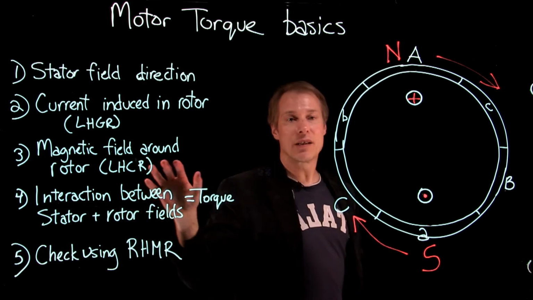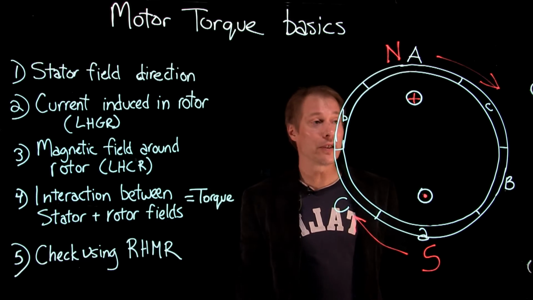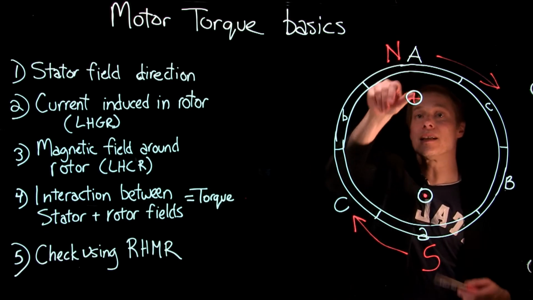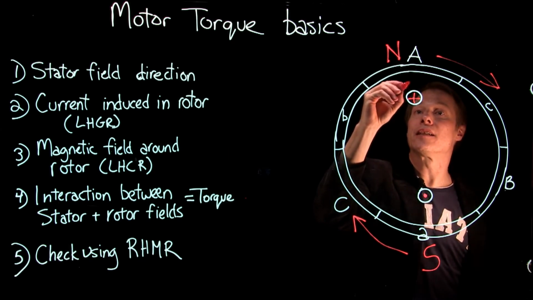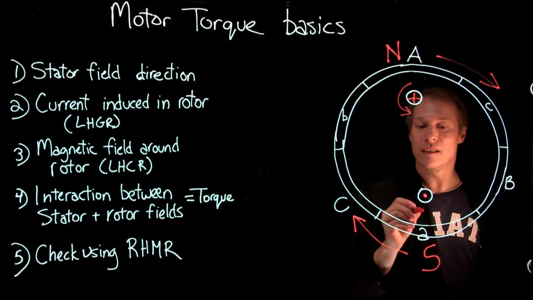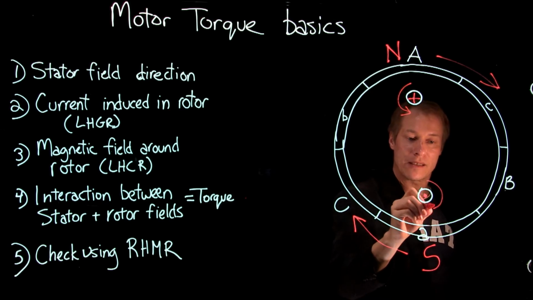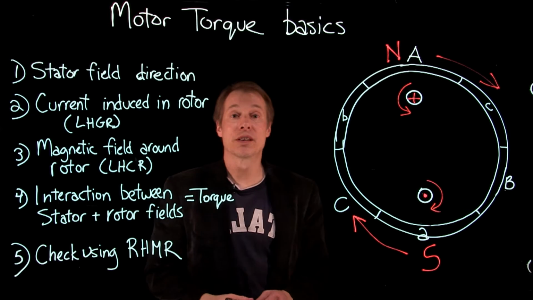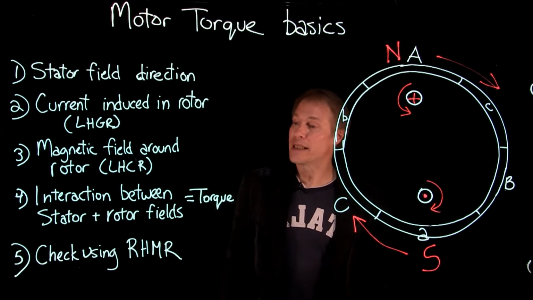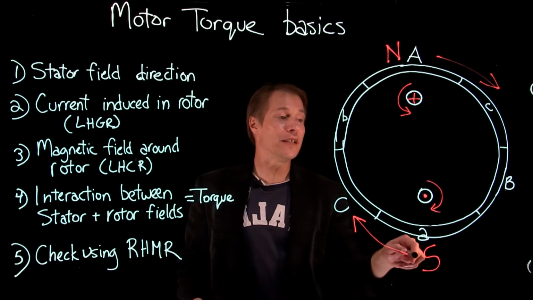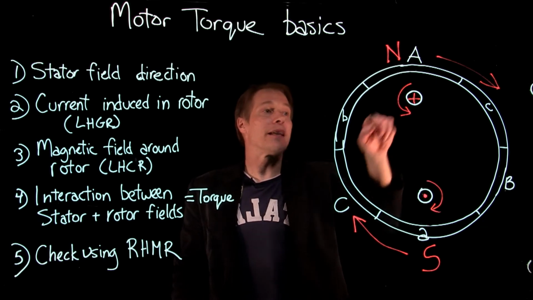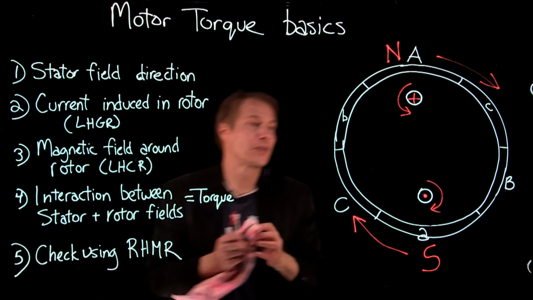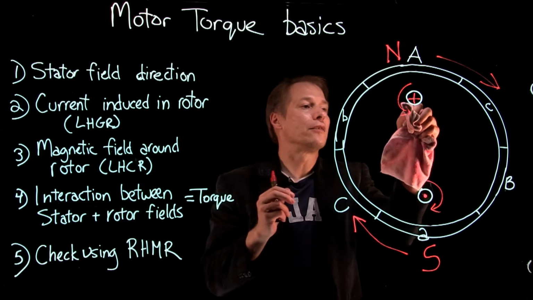Magnetic field around the rotor conductors. And here we use the left-hand conductor rule. So we have our current. Left-hand conductor rule says that the magnetic field around this conductor is in this direction, and the magnetic field around this conductor is in this clockwise direction. That's all we have to do for step three. Step four is the interaction between the stator field and the magnetic field around the conductors. So, just erase these arrowheads here. We know that they're there.